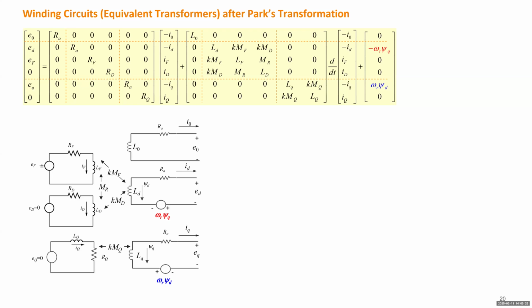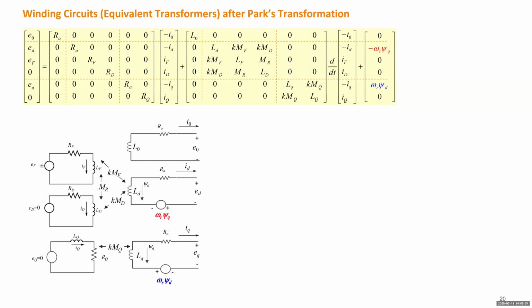For the 0 axis, if you pick the first equation, the first row, that's basically this simple equation. There's a neutral voltage added to the stator winding with stator resistance, and there's a neutral inductance. If it's a balanced condition, this neutral voltage is 0 and this current is 0. That simply is the first circuit.